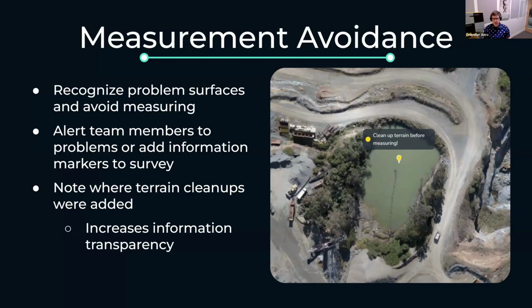But it just increases information transparency, especially if you have auditors looking at your job or public entities looking at your job or something like that. And they're like, hey, why does this look so goofy? You can go back and explain what's going on.